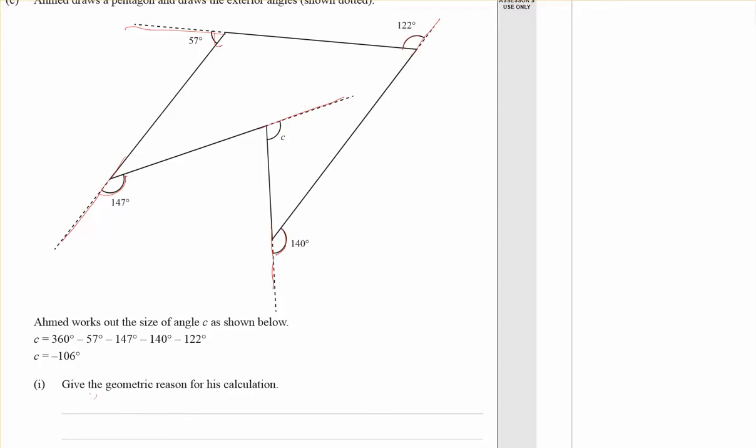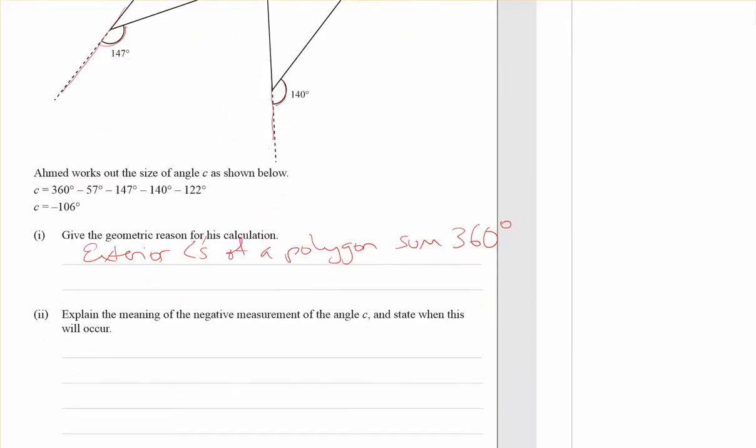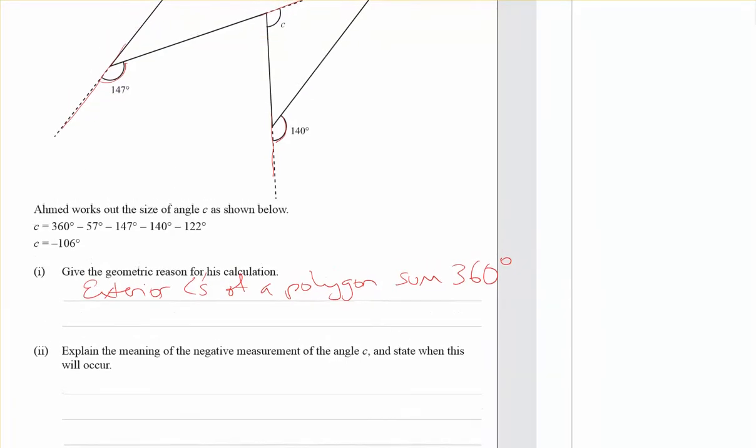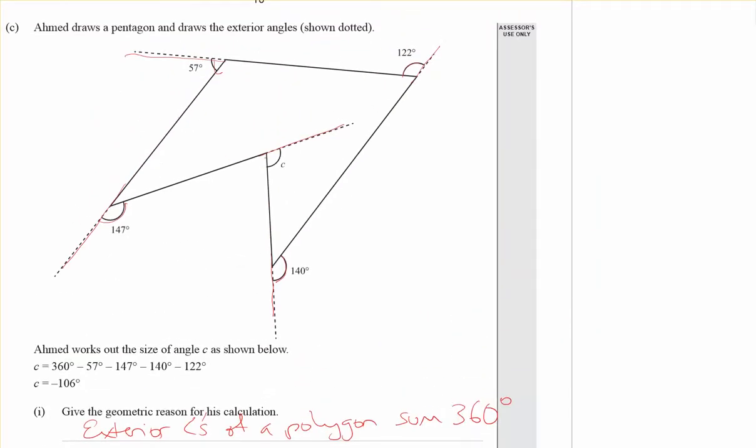The reason is because exterior angles of a polygon sum to 360 degrees, and it doesn't matter how many sides there are. Explain the meaning of the negative measurement of the angle C and state when this will occur. Well, obviously it's going to occur when your polygon is what we call a concave polygon, so that one of the angles goes inside, appears to go inside the polygon. Most polygons, of course, if it was a pentagon, would look like that, and we call that convex. And then all of the exterior angles around the outside would sum to 360.